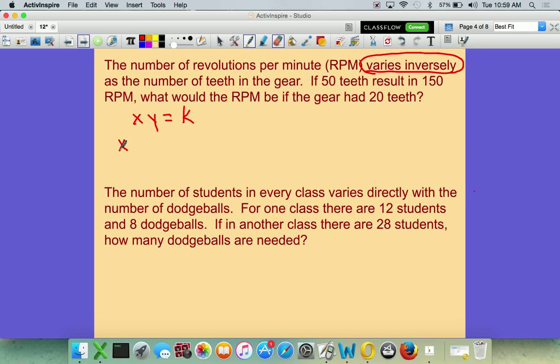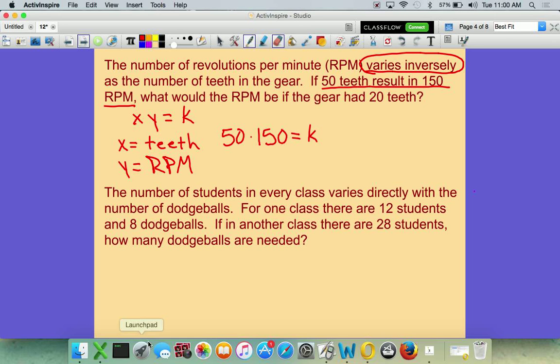I'm going to say that x is t and y is RPMs. All right, so now I'm going to use the first information that I got to be able to come up with my k value. Well, teeth is 50, RPMs is 150. If we multiply those together, we should get our k value, which 50 times 150 is 7,500, which is our k value.